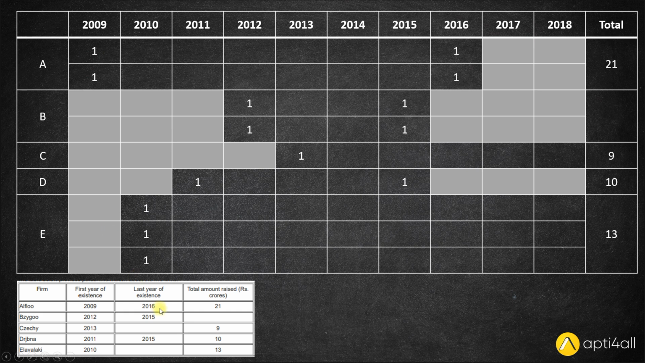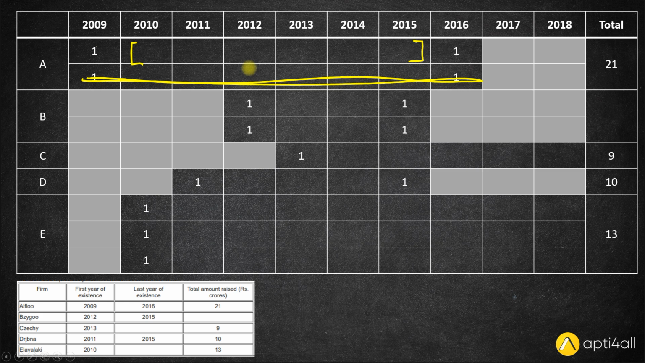Let's start with A. A raises 1 crore in 2009 and 1 crore in 2016, and a total amount of 21 crore is raised. Let's just consider this row. A raises 1 crore in 9 and 1 crore in 16, so out of 21 crores, 1 plus 1, 2 crores is raised. Hence from 2010 till 2015, it has to raise 21 minus 2, 19 crores. 19 crores has to be raised in these 1, 2, 3, 4, 5, 6 years.